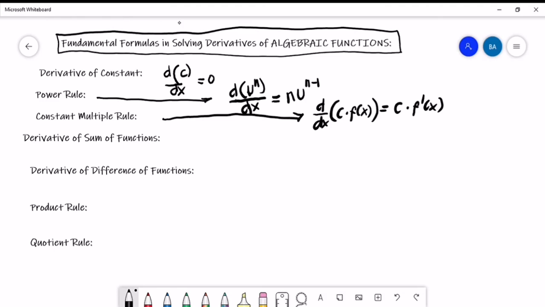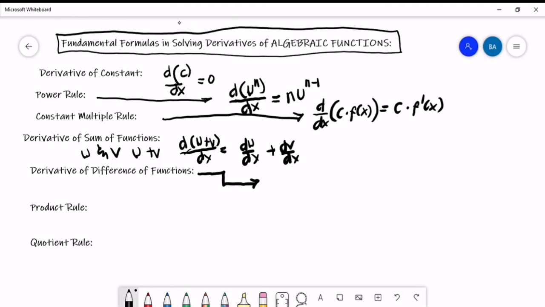The fourth one is the sum of functions. For example, if we have functions u and v, or u plus v, the theorem for the derivative of the sum of functions is that the derivative of u plus v with respect to x is equal to the derivative of u with respect to x plus the derivative of v with respect to x.